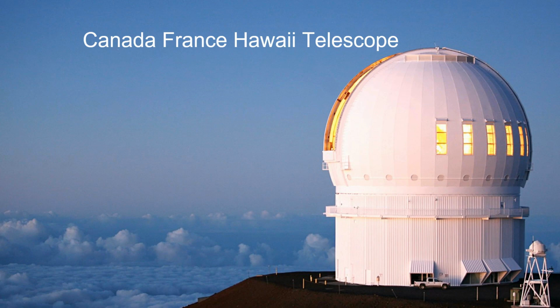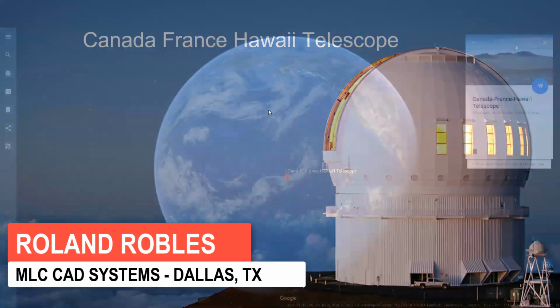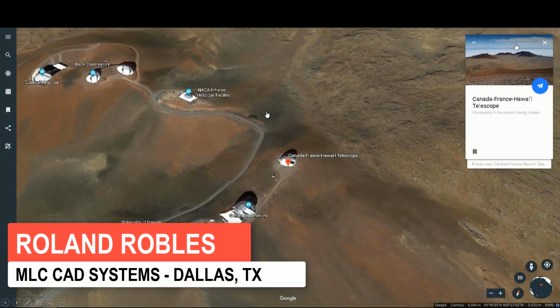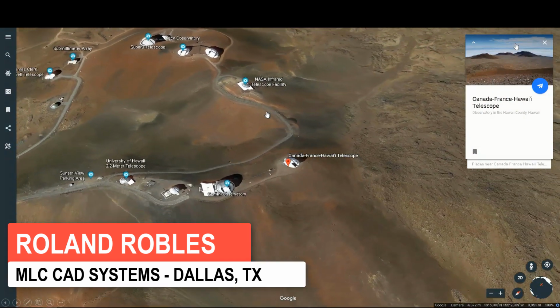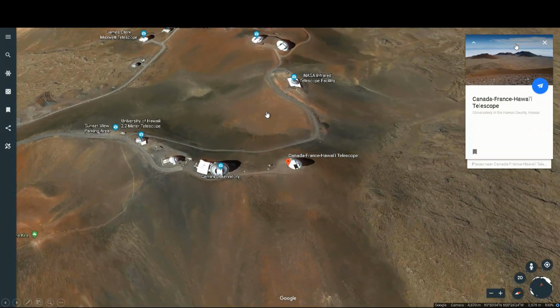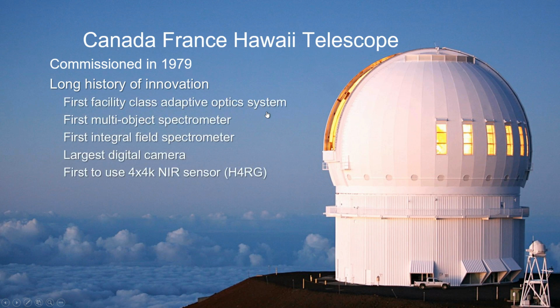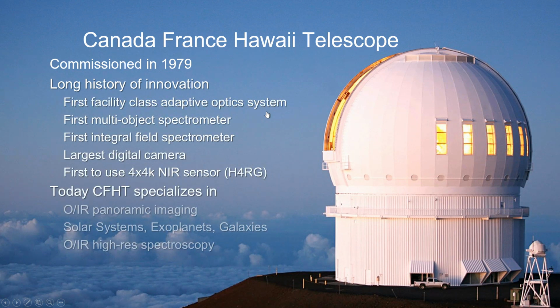The project I'm going to be covering is actually called the Canada-France-Hawaii Telescope. This is a telescope that sits in Hawaii, and its main objective is to take high-resolution images, essentially, of the sky. Now, why am I talking about this today? This telescope was originally commissioned in 1979, and over the 4 decades, technology has increased greatly.